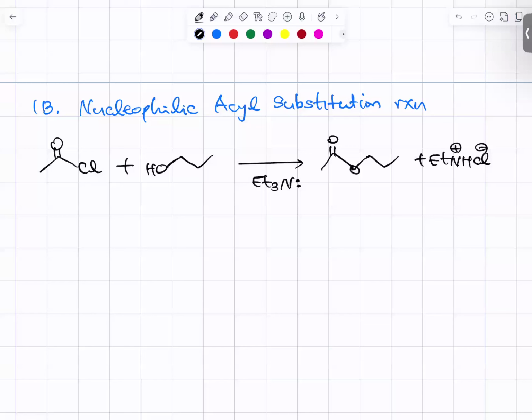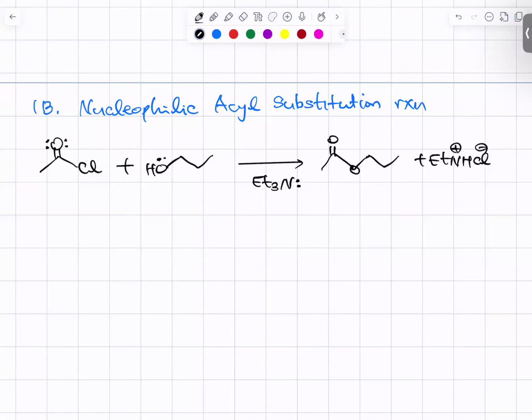So I saw some people try to protonate this oxygen, but there is no source of proton. It is a neutral or slightly basic condition, plus this acid chloride is very reactive. So we don't need to protonate. Without protonation, the reaction will occur. That's the difference between this acid chloride versus ester or amide.